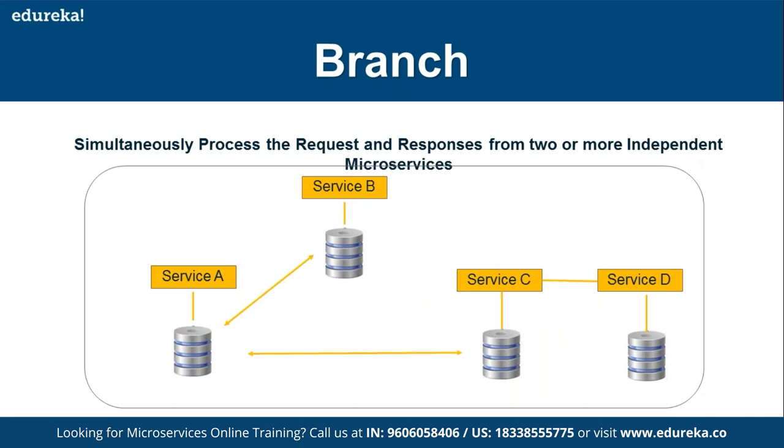So what is the branch? Which means you'll maintain the dependency with one or more independent microservices. You say, okay, B is a parent and A is a child, and A will have a dependency with C, and then D will be having dependency with C. So these kinds of applications can be implemented using a branch principle. So likewise, you'll be able to deal with these applications in microservices.